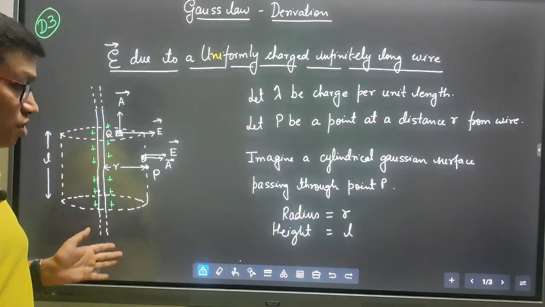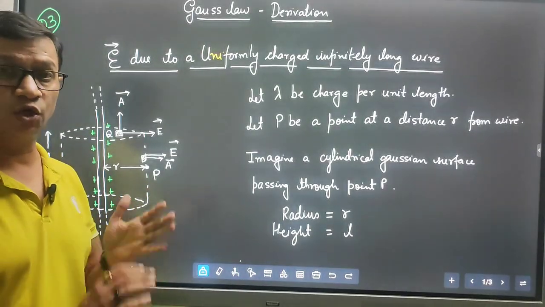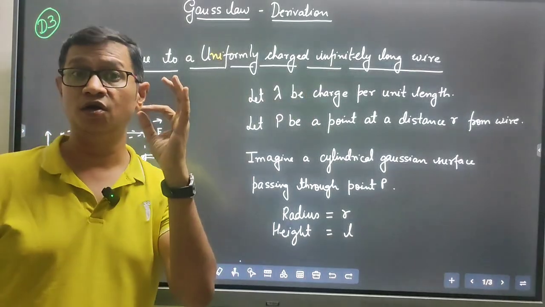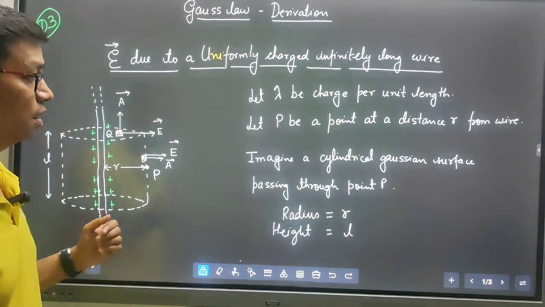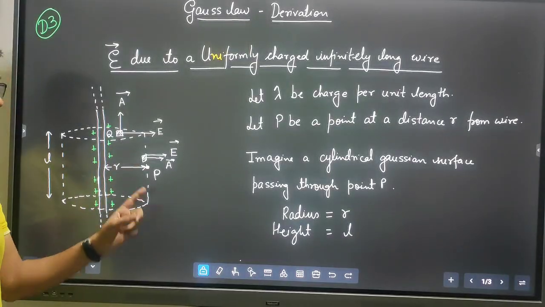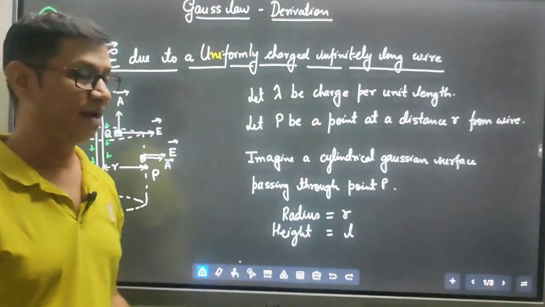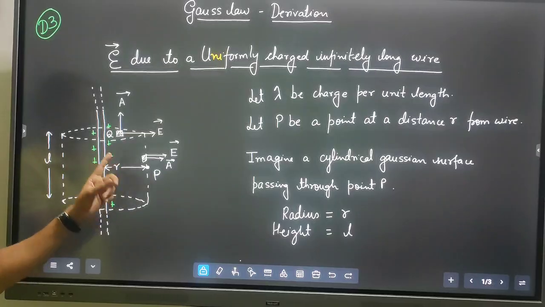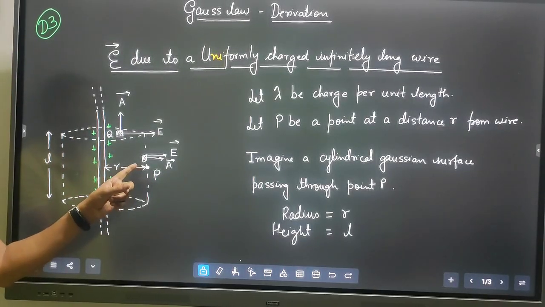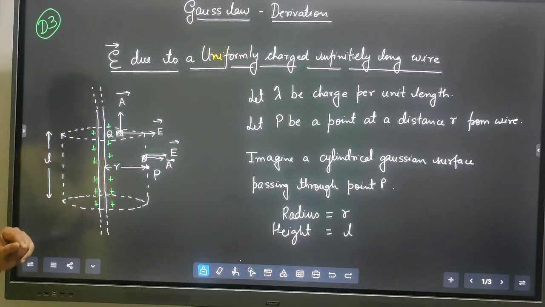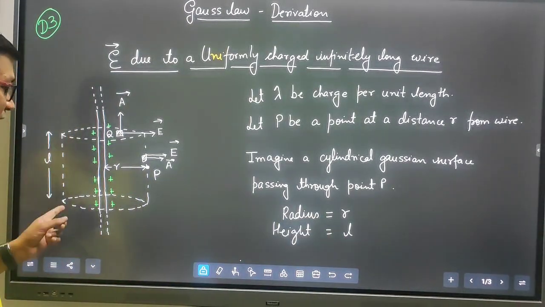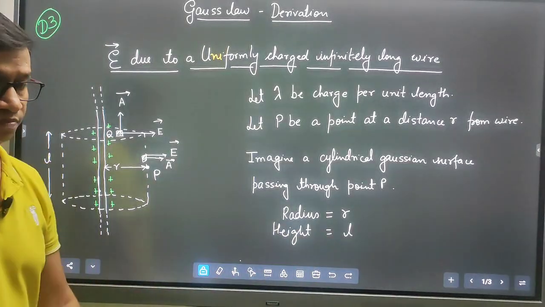That means if the total charge is q on this wire, you divide q by the total length of the wire, you get a quantity lambda, which is charge per unit length. Let P be a point at a distance r from the wire. Now imagine a cylindrical Gaussian surface like this, the way I have drawn, which is passing through point P and having a length L. So the radius of this cylinder would be r and the height of the cylinder would be L.